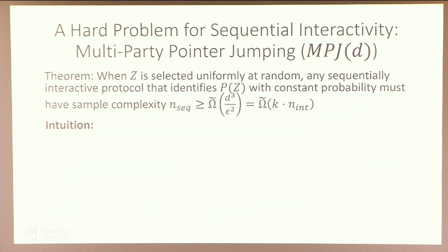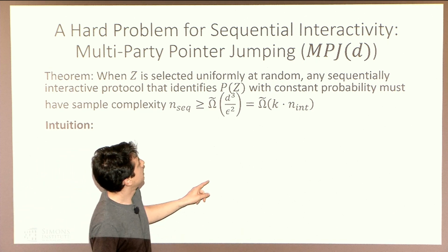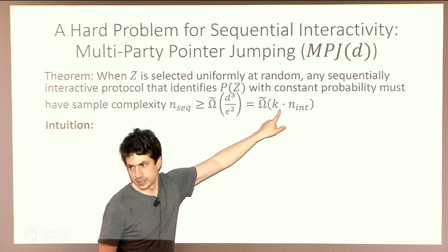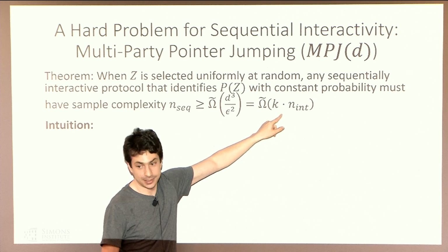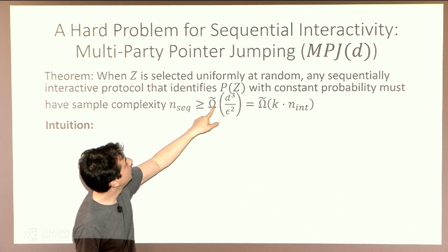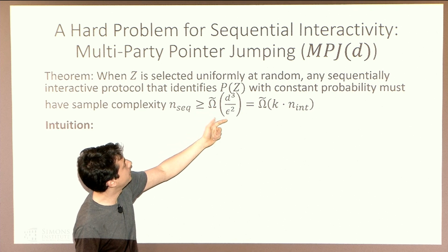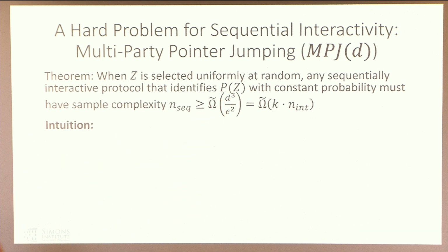I just have 2 minutes left. Let me give you some intuition for the lower bound, which is that any sequentially interactive protocol actually requires a factor of k more samples. Here k is d, right? k was d in our upper bound construction. And so that's going to turn into a lower bound that says you need d cubed over epsilon squared samples if you're sequentially interactive.